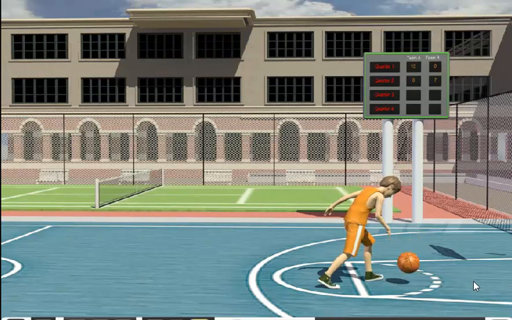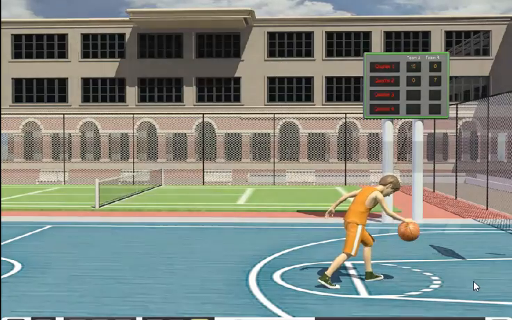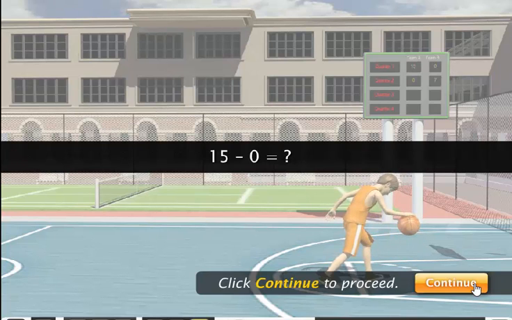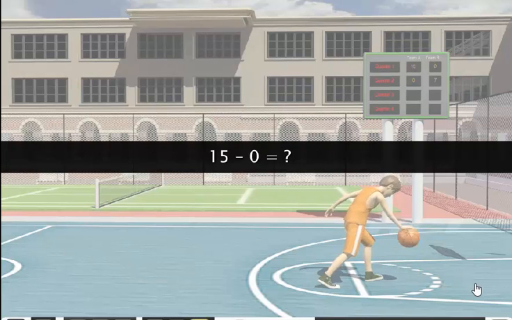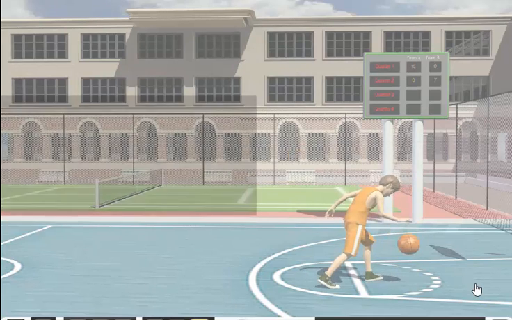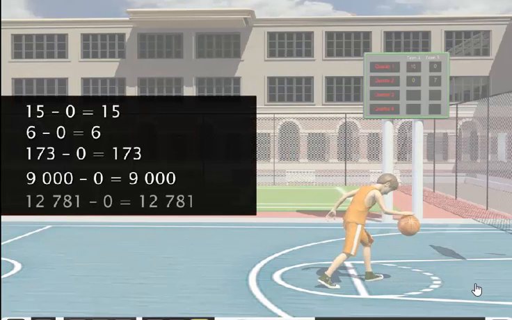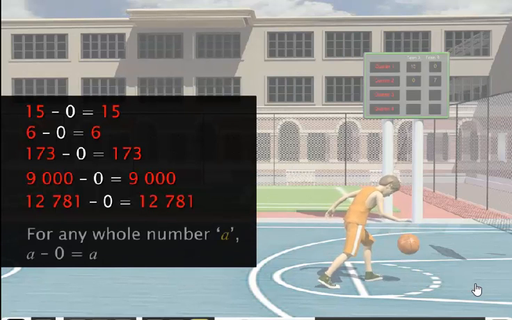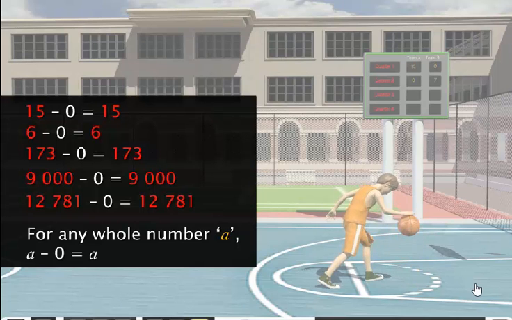We've seen that in the first quarter, Team A scored 15 points, whereas Team B's score was 0. What is the difference in their scores? The difference is 15. Notice that if we subtract 0 from a whole number, we get the same number. So if A is a whole number and 0 is subtracted from it, the difference is always A.